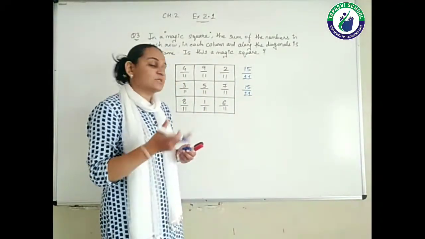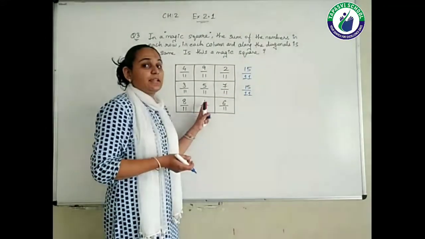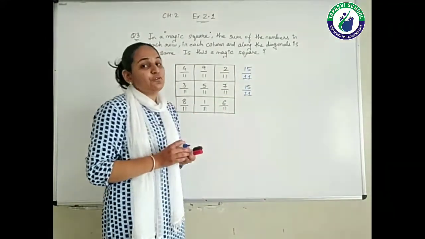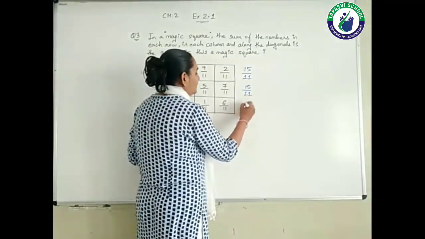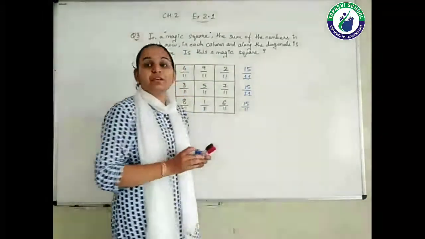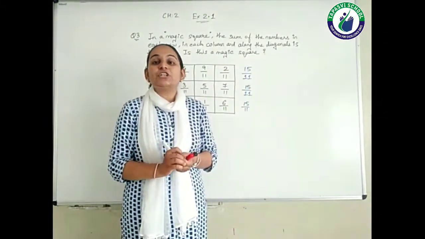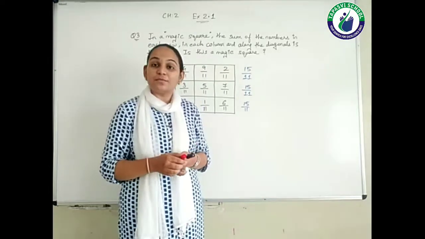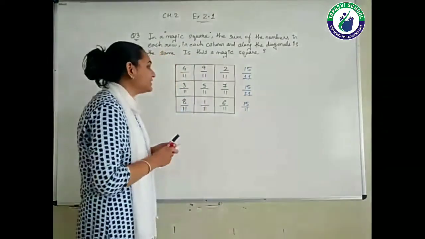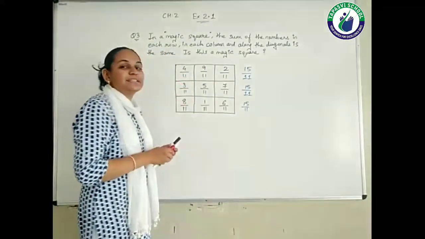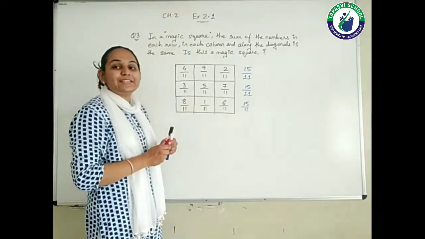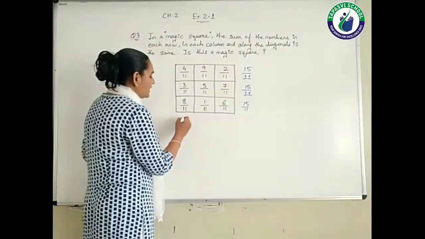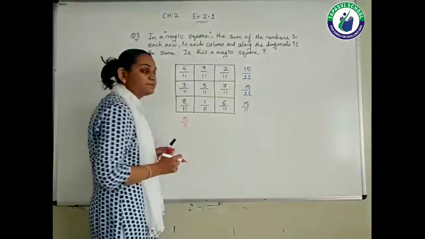Now going to row 3, students. See, 8 plus 1 is 9 and 9 plus 6 is 15. So here also I am writing 15 upon 11. Right, students? Now let's see the total of the columns. I am using the red color marker. 4 plus 3 is 7 and 7 plus 8 is 15. So here I am writing 15 upon 11.